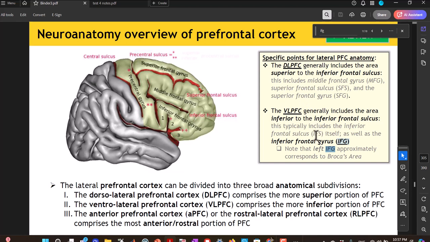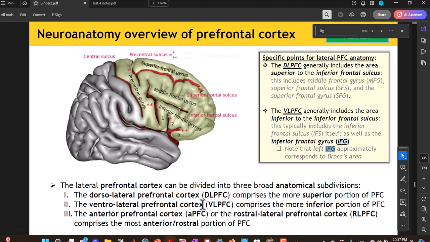And then the ventrolateral prefrontal cortex includes the area inferior to the inferior frontal sulcus. So here's the inferior frontal sulcus. So the area inferior to that is the VLPFC, and that includes the inferior frontal sulcus itself, the inferior frontal gyrus, the IFG, and that's the part that we're going to be talking about here. And it says the left IFG approximately corresponds to Broca's area, but of course you also have a right IFG.